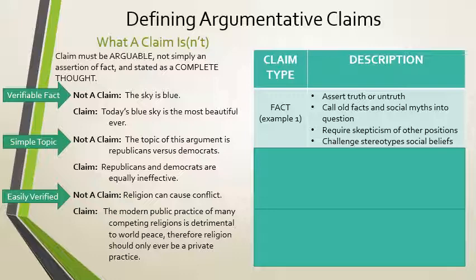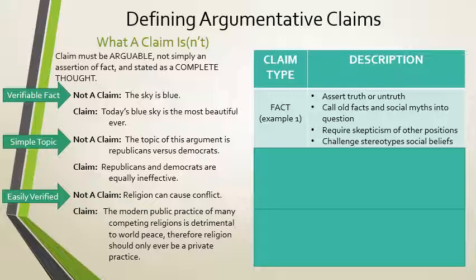Now, I don't want you to get too confused about this, but it is in and of itself slightly confusing, because we usually think of facts as set in stone. In the case of argumentation, fact is referring to the assertion of truth or untruth. So a claim of fact is going to assert some kind of arguable truth. In this case, the sky is the most beautiful ever. That's either true or not. I hope that makes sense.